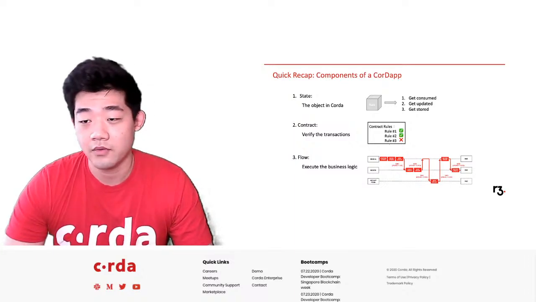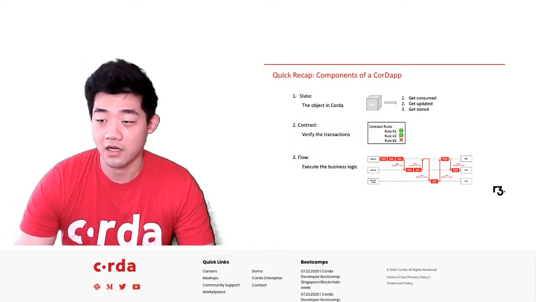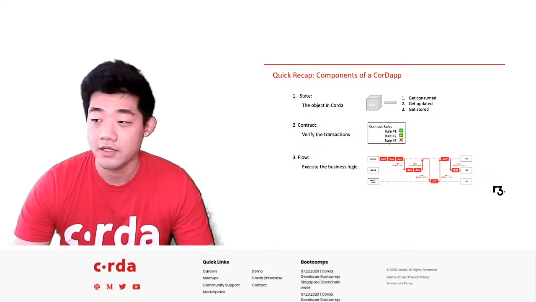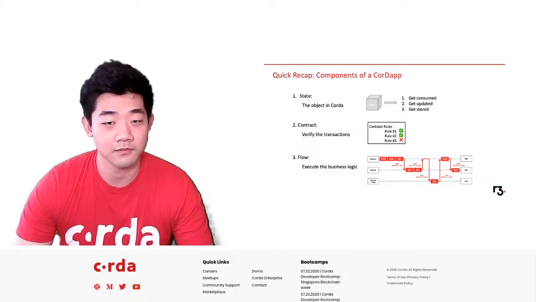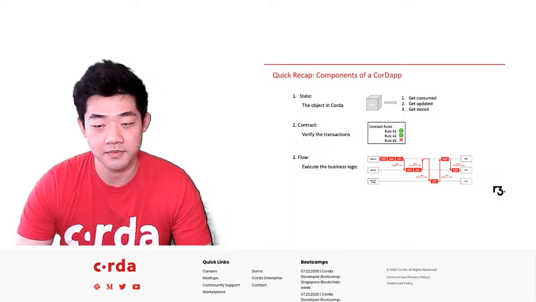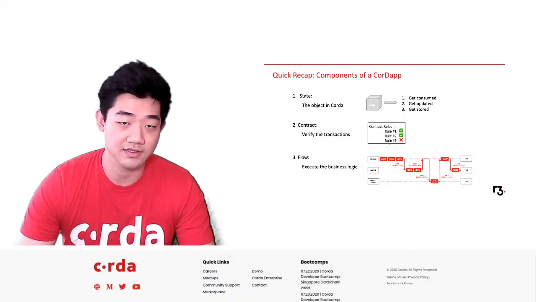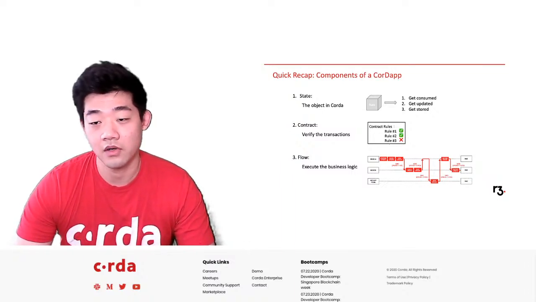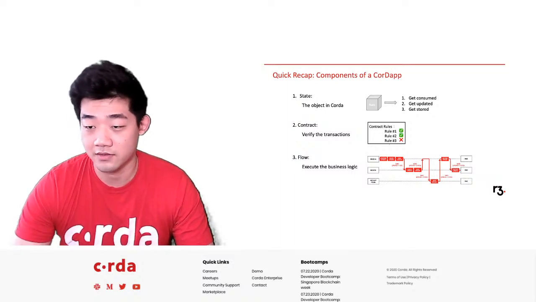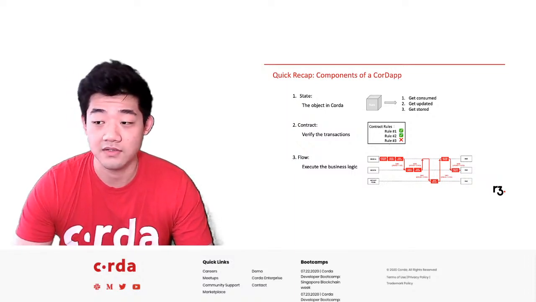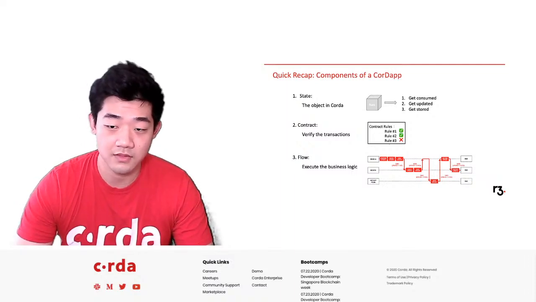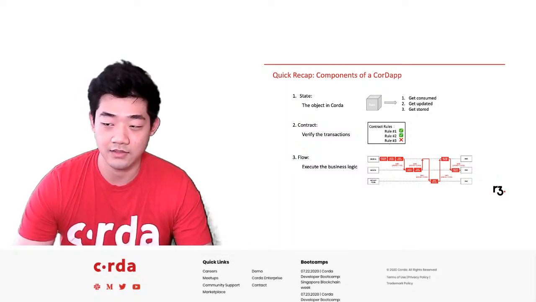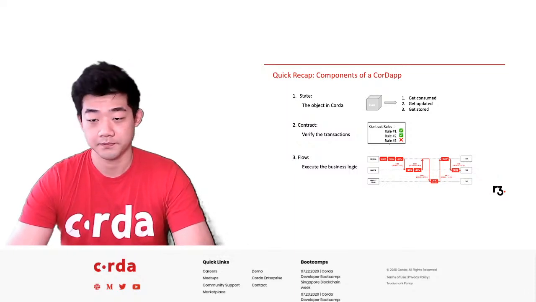Next, before we go into the accounts workshop, let's do a quick recap on what a CorDapp is to refresh everybody's memory. We went through a full development of a CorDapp in our last session, and we're just going to do a quick recap. A CorDapp consists of three foundational components: the Corda states, the Corda contract, and the Corda flows. The Corda states are objects in Corda that get consumed, updated, and stored.